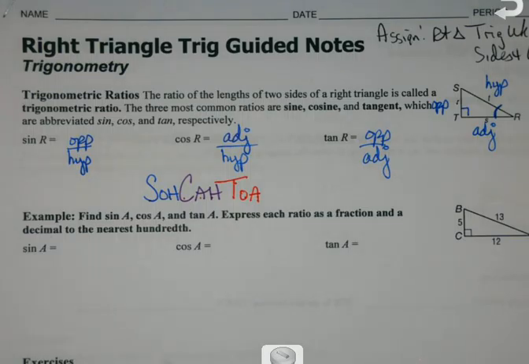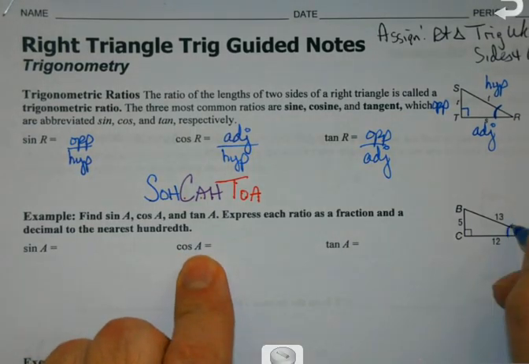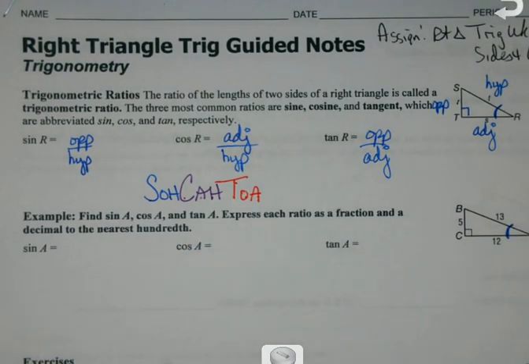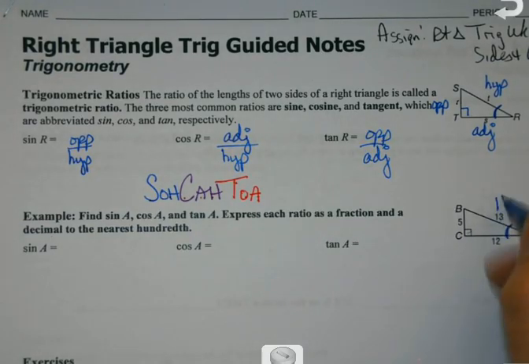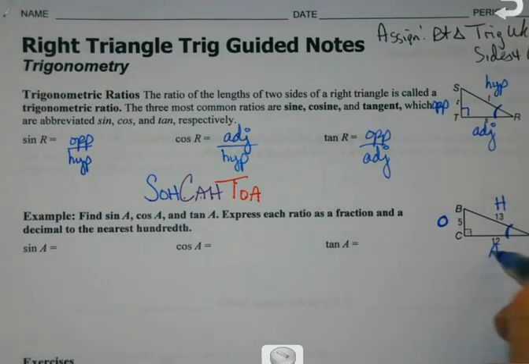So for instance, here we're trying to find sine, cosine, and tangent of angle A. So I'm going to mark that. Again, I'm a fan of labeling my sides, so maybe I'll even just use a letter. So it'll be hypotenuse. There's my angle. If I go straight ahead from it, that'll be my opposite. And the one that's left is going to be my adjacent.